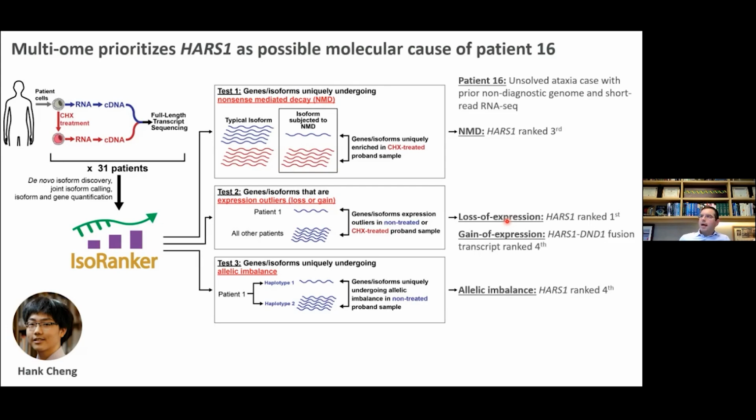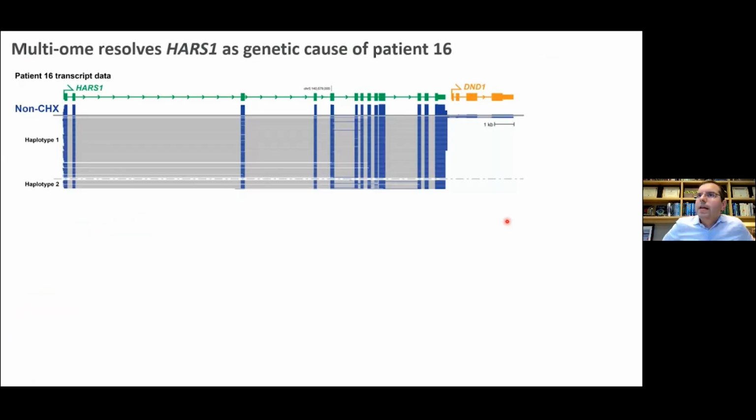But not only that, in addition to the loss of expression of HARS1, there appeared to be gain of expression of a fusion transcript between HARS1 and this gene DND1, raising the possibility that there could be a complex mechanism underlying this particular condition. If we look at the individual reads, which I'm separating out by haplotype, you can appreciate that there are more reads coming from HAP1 than HAP2. This is the steady-state reads, and there may be a smidgen of information that could be a fusion transcript between HARS1 and DND1.